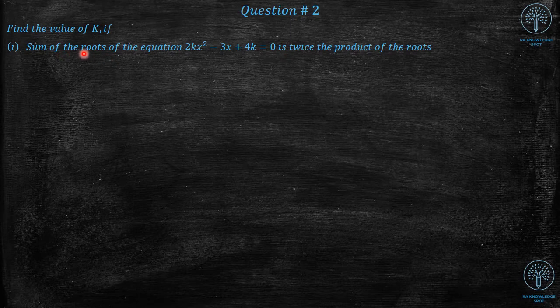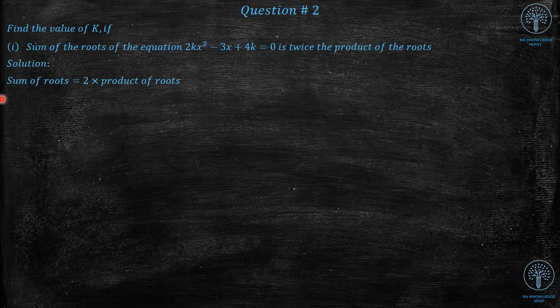Again, read the statement 2 times so that it will be easier for you to understand the question. Now what is the statement? Sum of the roots of the equation. First you have to find the sum of the roots, and of what equation? This is the equation. "Is" means equal sign, "twice" means 2, like 2 times, and the product of the roots, that is alpha beta.